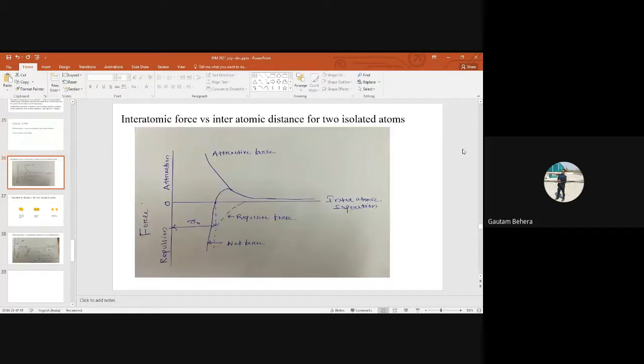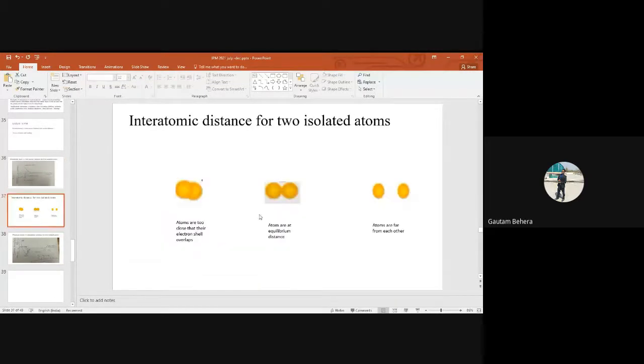So this is interatomic force versus interatomic distance for two isolated atoms. Here on the y-axis you can see the force axis, and the x-axis shows the interatomic separation distance. Right? Suppose we have two isolated atoms, one atom and another atom, and these two atoms are far away from one another initially. They are isolated from one another.